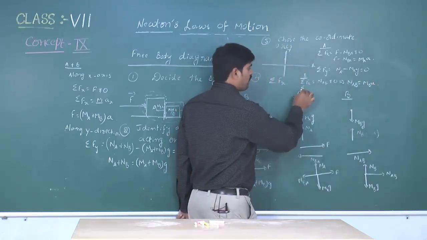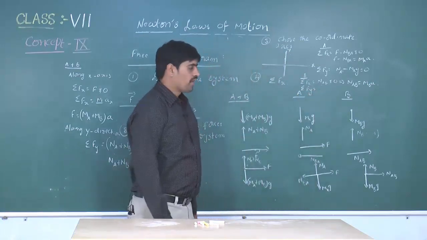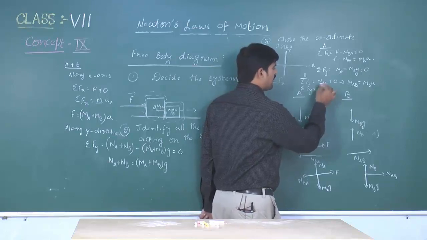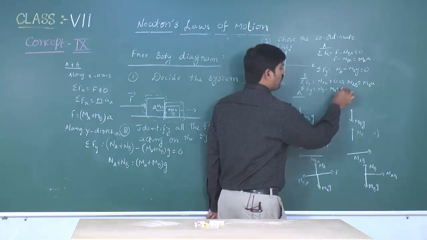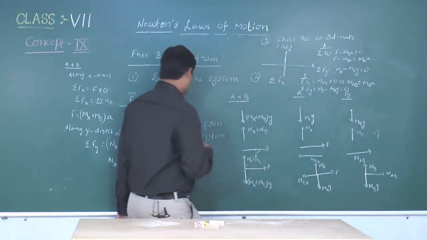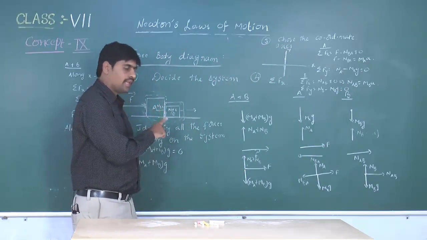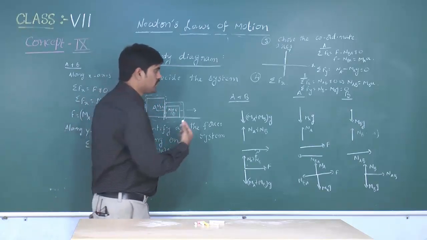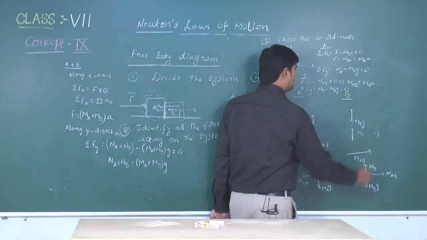Next, sigma Fy, the forces acting along the y direction. N_B is acting in the upward direction. M_B g acts in the downward direction. That is equal to 0. Why? Because the forces acting in the upward and downward directions are equal. That's why this block B is not moving along the y direction, so this force and this force have equal magnitudes.